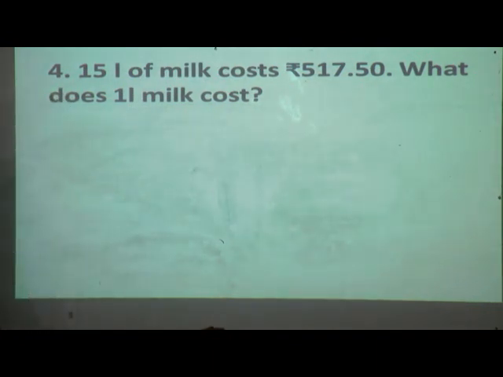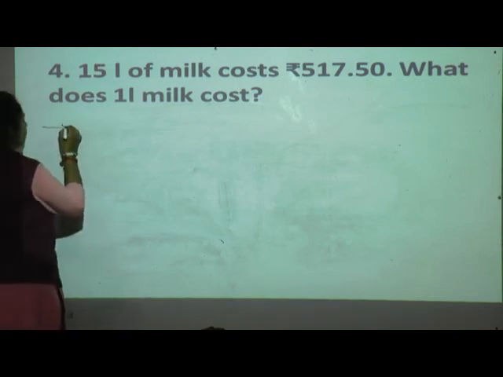See, we have studied about division. If the total amount is given, to find out the cost of one, what do we have to do? Division or multiplication? Division. If the cost of 1 liter is given, to find the cost of more liters, we multiply. But here the cost of more liters is already given. So to find out the cost of 1 liter, we have to divide.